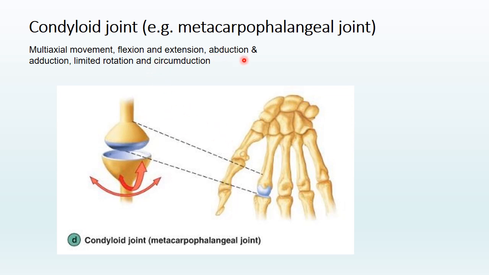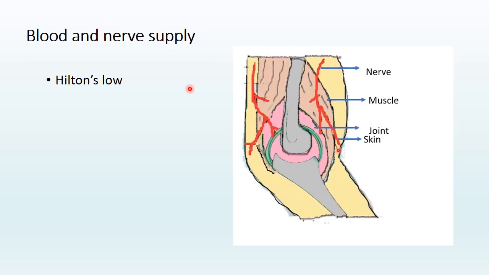The next joint is the condyloid joint. It's a multi-axial joint, moving in flexion, extension, again abduction, adduction, some limited rotation, and circumduction. An example of a condyloid joint is the metacarpophalangeal joint, the joint between the metacarpal bones of the hand and the phalanges of the fingers of the hand.